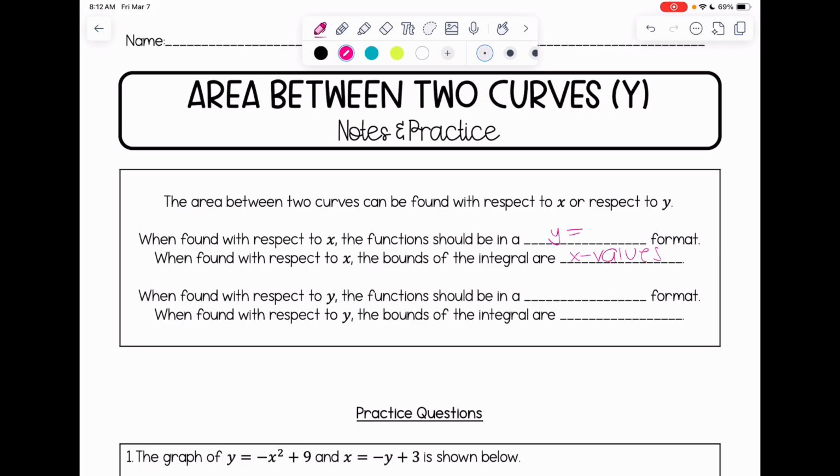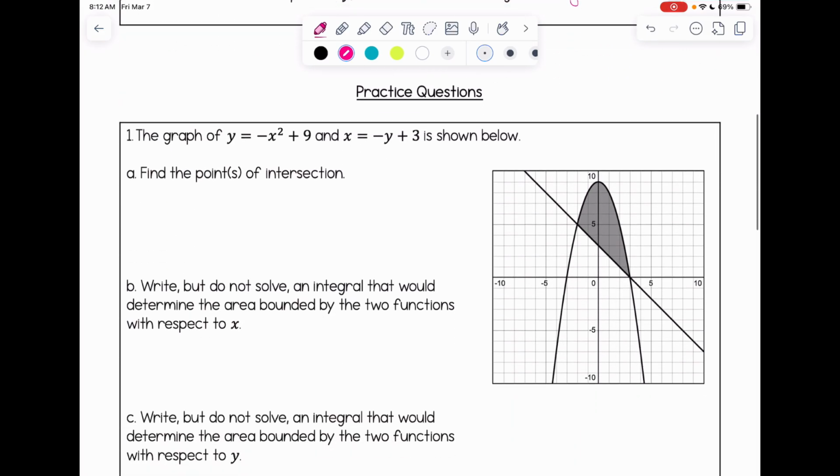Whereas when we do it with respect to y, we're going to have all these opposites. The functions should be in an x equals format, in terms of y, and the bounds, therefore, are going to be y values. So first, in this video, we're going to practice setting up integrals with respect to y, just so we get that idea. And then we'll talk about actually evaluating it using our calculator. All right, so let's look at this practice question.